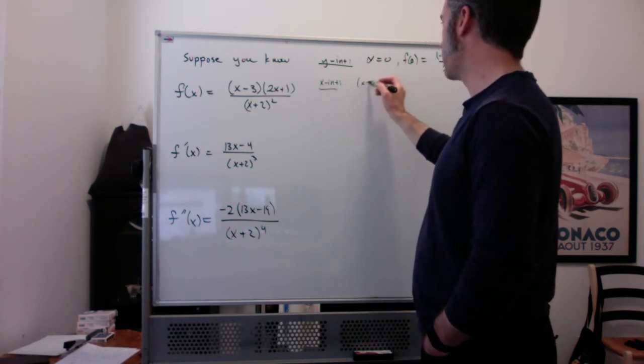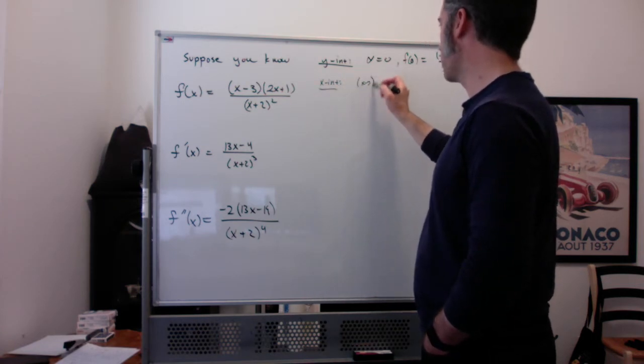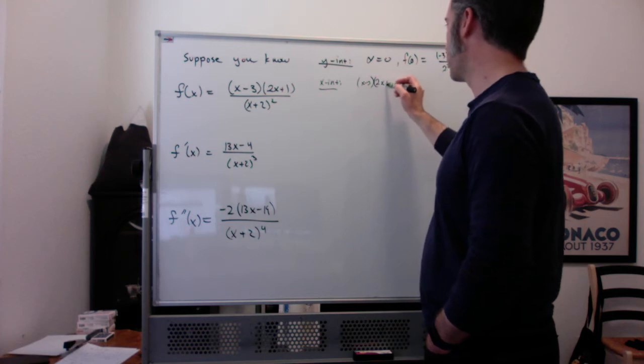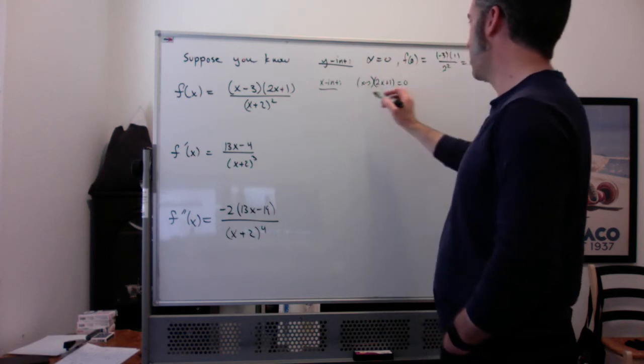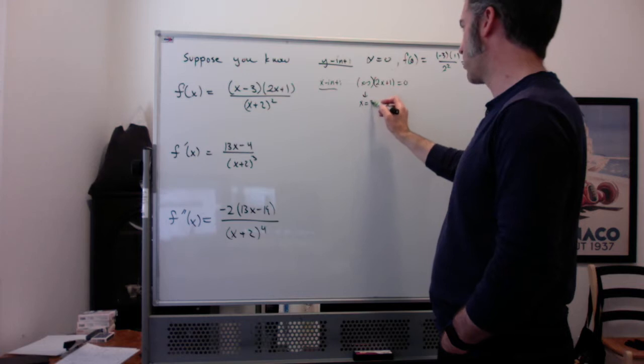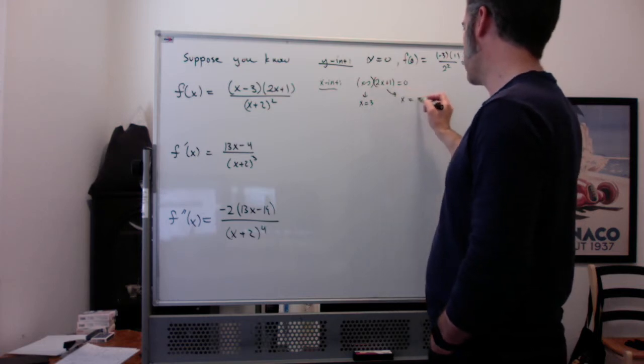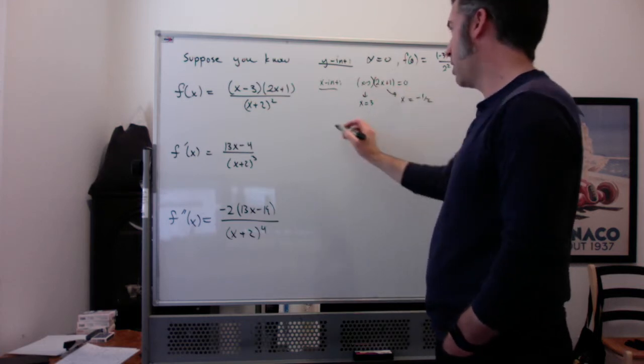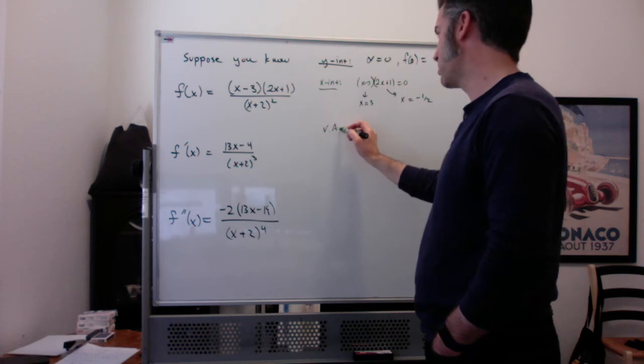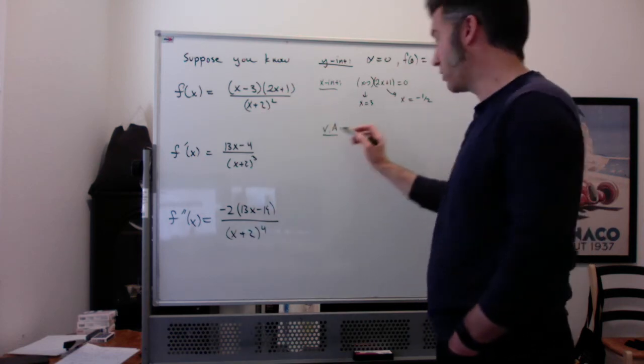X-intercepts: set the top equal to 0. We get x minus 3 times 2x plus 1 equal to 0. We end up getting x equal to 3 and x equal to negative 1/2. Vertical asymptotes are going to happen at x equal to negative 2.